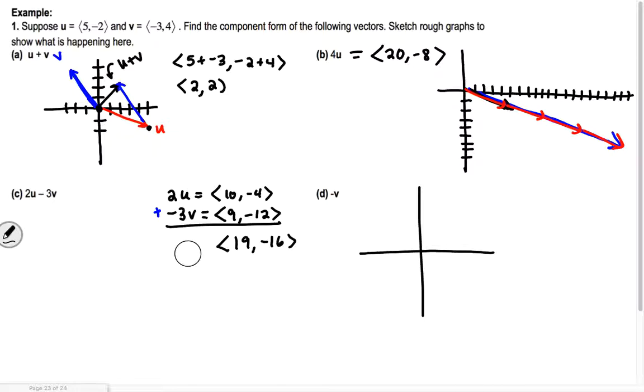If I have negative v, let's draw v first. So v is negative 3, comma, 4. That's v. What do you guys think negative v is? Yeah, Roman? Yeah, it's 3 comma negative 4, right? And 3 comma negative 4 is the same vector, it just goes in the opposite direction. That would be negative v. Does that make sense? All right, so that's vectors. Do we feel okay with it? It's kind of weird, but at least you've seen it one time.